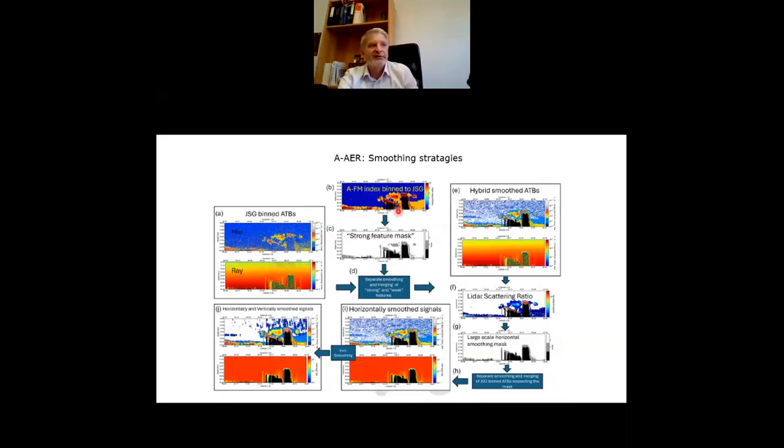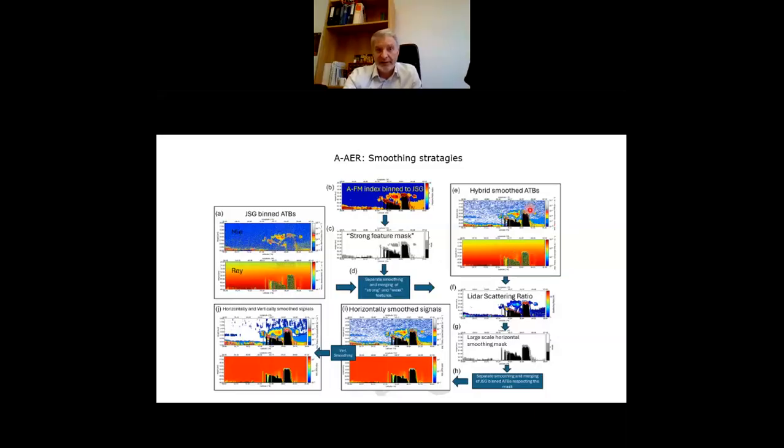So the output of that is then used to determine, let's say, what the strong feature mask is. Everywhere outside of this, the white areas are where we deem that it's okay to smooth the signals within a certain amount and still not bias things badly. Then the strong feature mask is combined with the signals to produce, let's say, initially smooth signals respecting the mask.